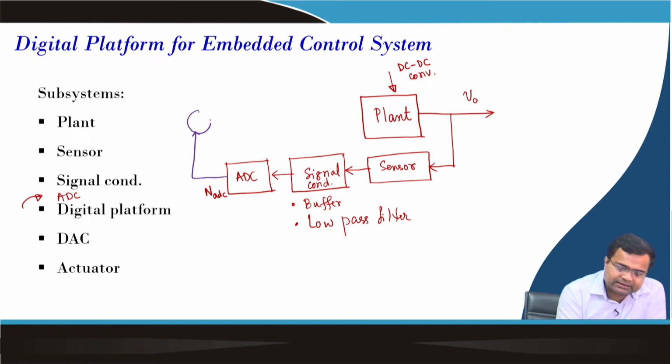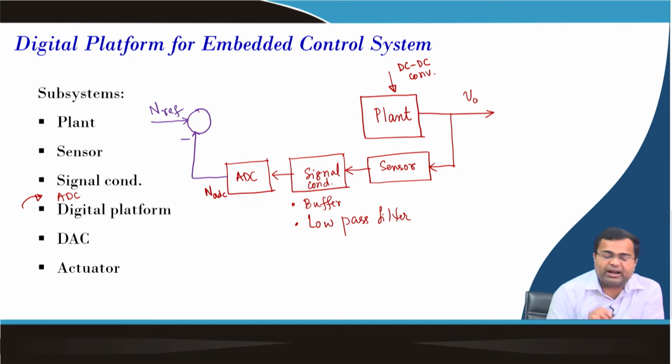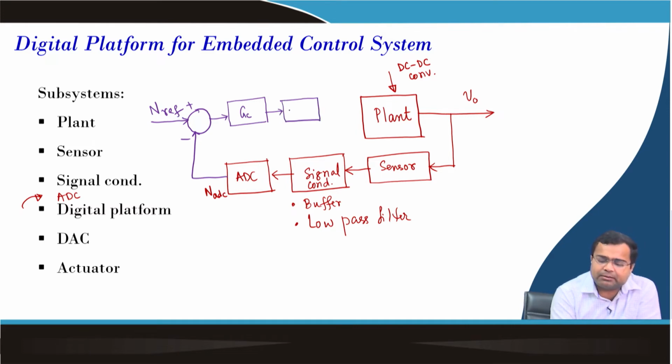That means, this is minus, and here we have some reference command, which is positive. Then what we will have? We will have a digital controller. Then output of digital controller, in some cases we may need some DAC, and in some cases we may need an actuator. So, it is an actuator.